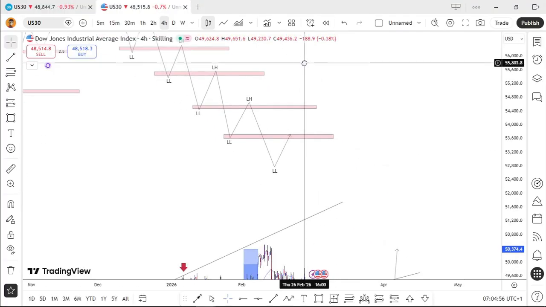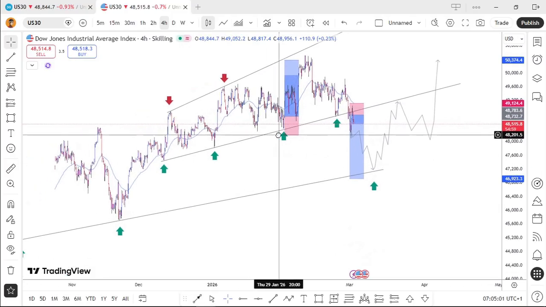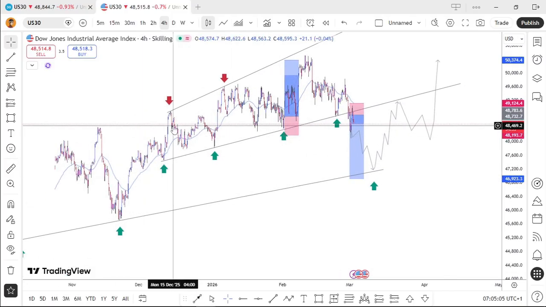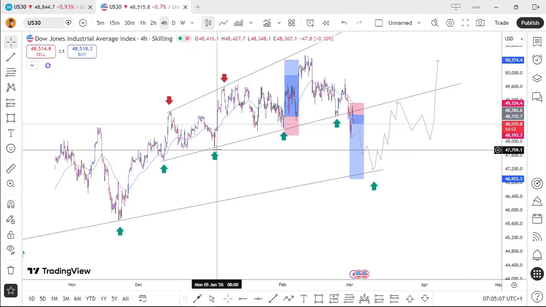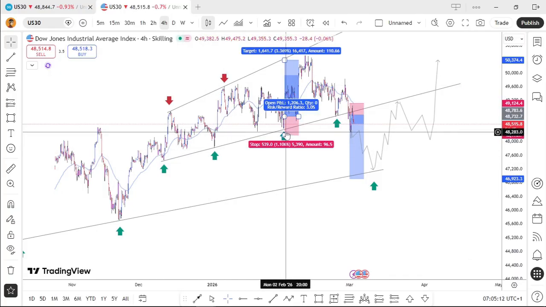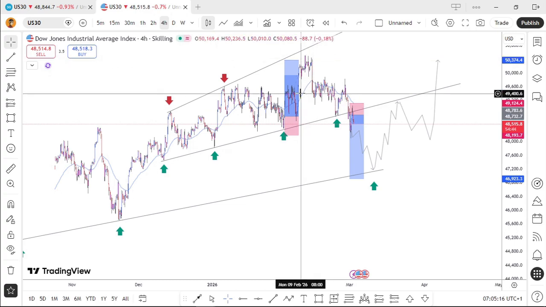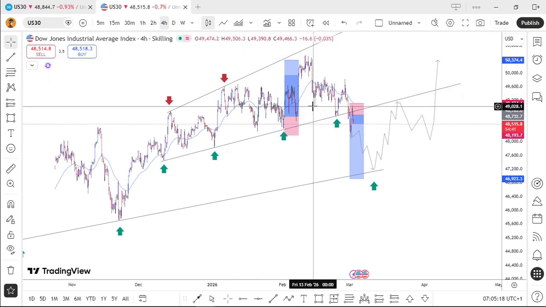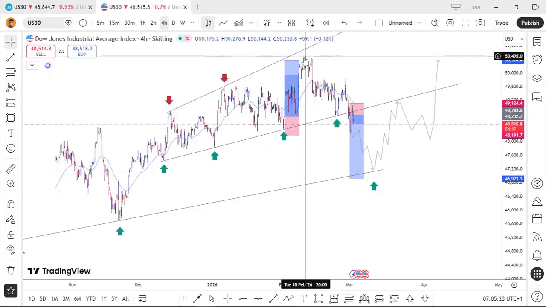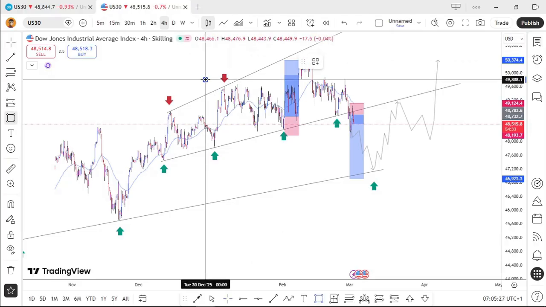If you come to the chart and pay attention, you will see the structures that the market is forming. Higher high and higher low, higher high and higher low. So the market came now and created an equal high. You can see the market went back and failed to take out this high. This is the equal high that the market created.